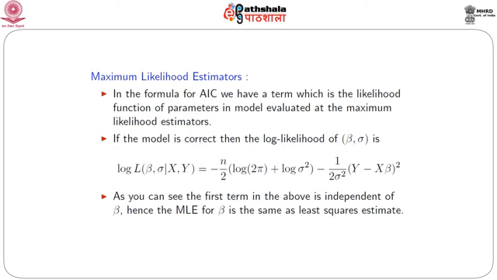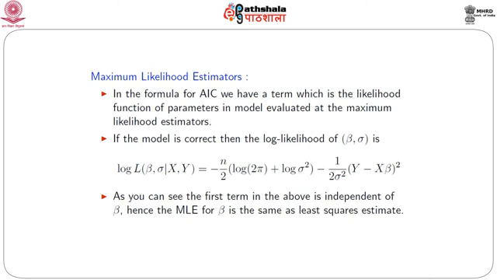Now, the maximum likelihood estimators. In the formula for AIC, we have a term which is the likelihood function of parameters involved in the model, evaluated at the maximum likelihood estimators. If the model is correct, then the log likelihood of the two parameters beta and sigma is given by log L(beta, sigma | x, y) equals negative n divided by 2 times (log 2 pi plus log sigma square) minus 1 over 2 sigma square times ||y minus x beta|| squared.